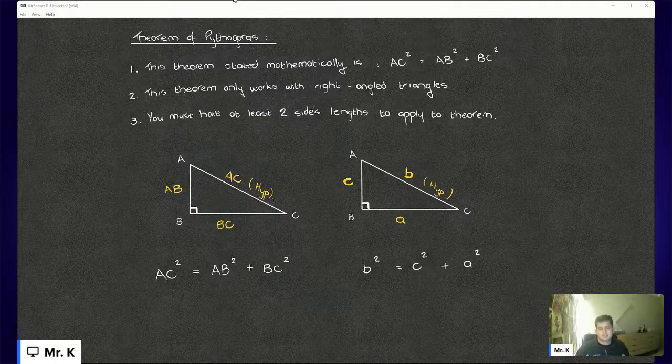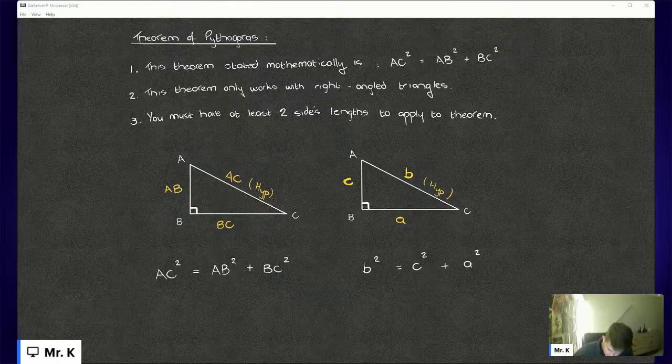But what this does for us is show us the two possible variations of the theorem that we could bump into. They mean exactly the same thing, but they just have different writing styles. Okay, now I've just told you that the theorem of Pythagoras can be used to solve the length of any missing side on the triangle, right? Any missing side, as long as we have the other two.